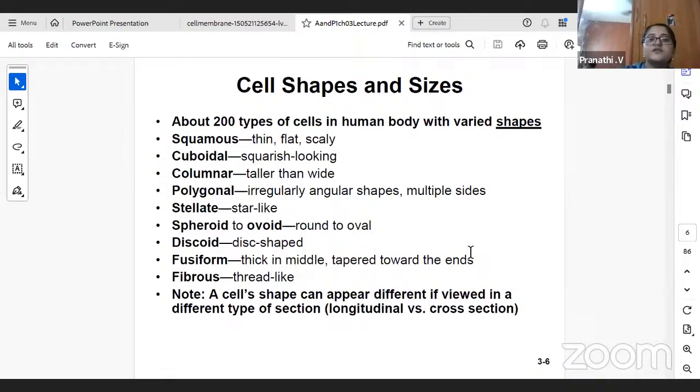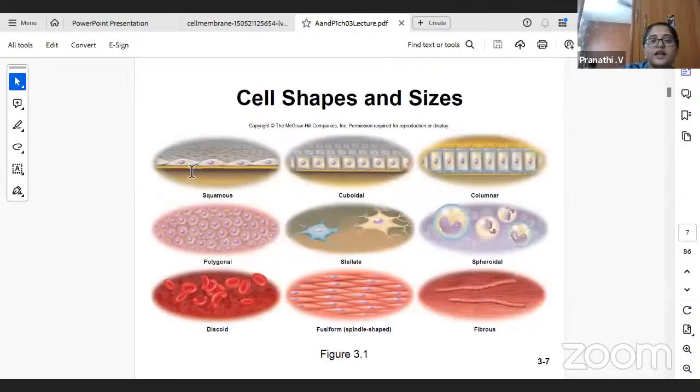And what are the different kinds of cell shapes and sizes that are present inside the body? You can get to see that more than 200 types of cells are there. You have squamous, which is thin, flat. All this is basic, which we are going to go into much more detail. Squamous, cuboidal, columnar, polygonal, etc. These are the squamous cells. They form the lining, the squamous epithelium as it is known. The epithelial cells are again squamous, cuboidal, columnar, polygonal.